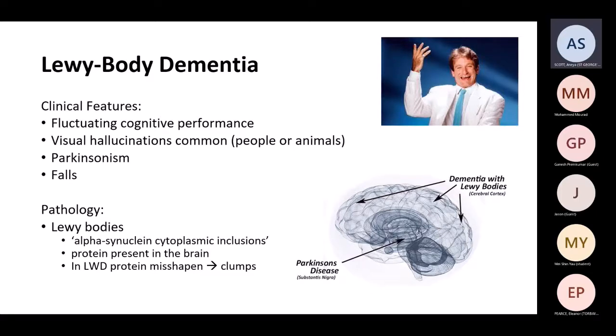And I put a picture of Robin Williams because this is the type of dementia that he had. And in terms of the pathology, you get these Lewy bodies, which are alpha-synuclein cytoplasmic inclusions. It's basically a protein in the brain. In Lewy body dementia, it's a bit misshapen, so it clumps together, and you get these clumps of this protein over the brain. I think that's all you really need to know. That's probably even more than you need to know, to be honest.